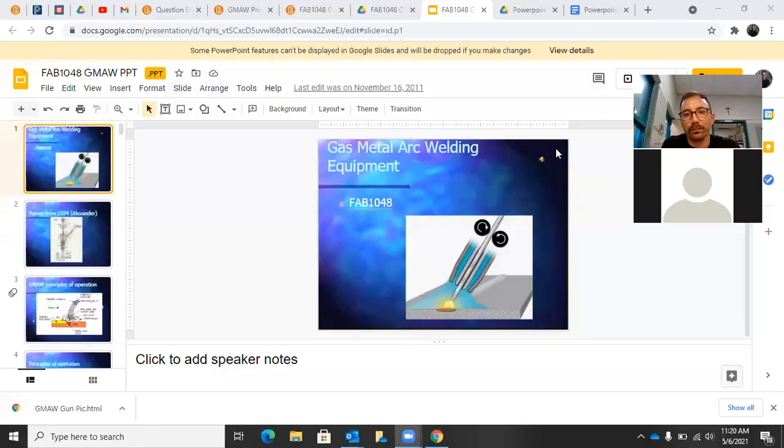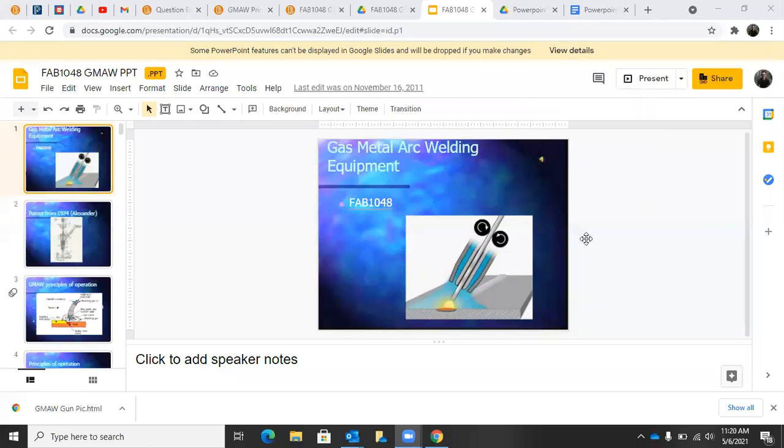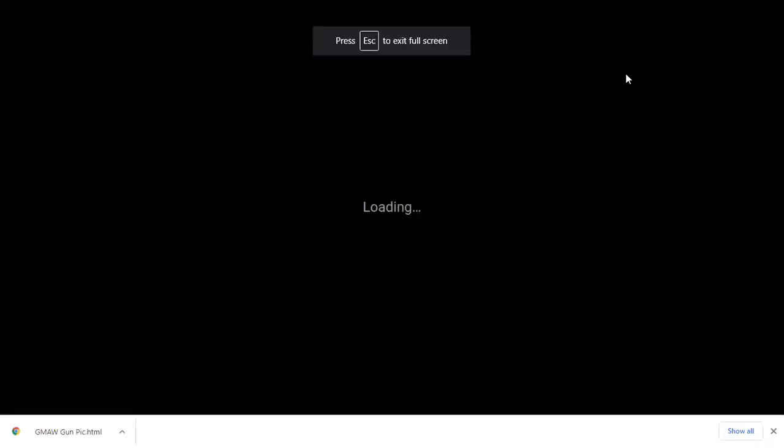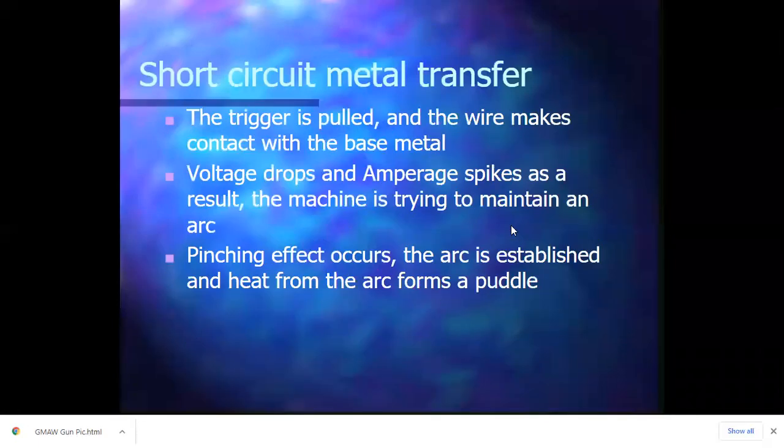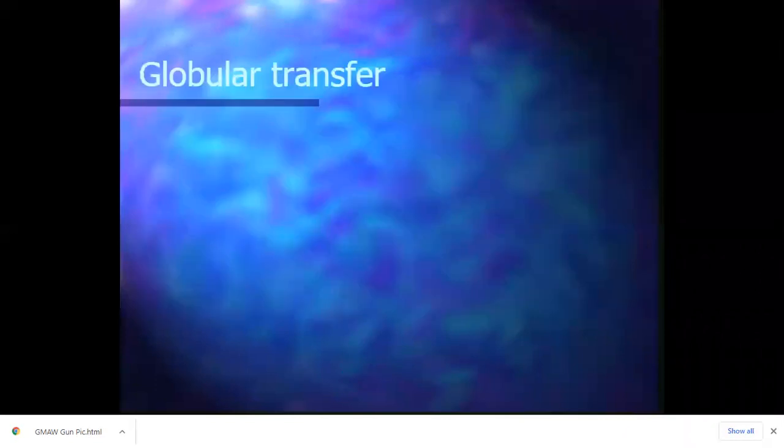What I'm going to do is share my screen, and we're going to work through the slides in the PowerPoint together. Let's close this up and we will present this. Might take me a moment just to flip to the slides, but there, globular transfer, just like that.